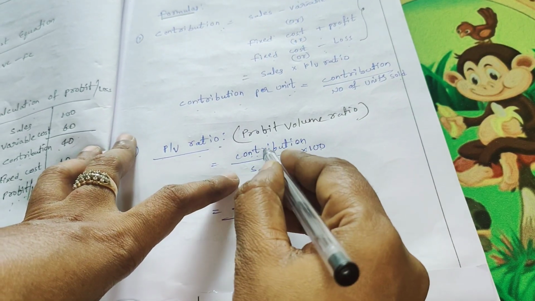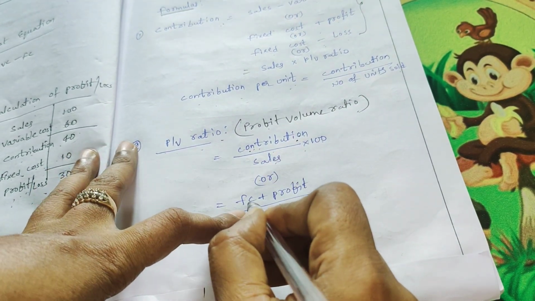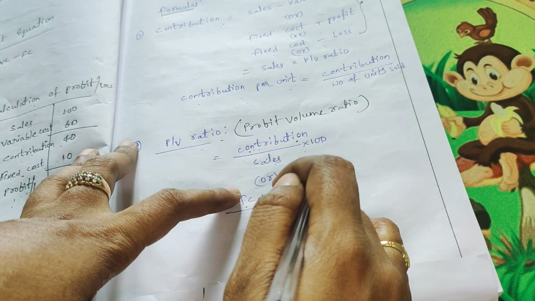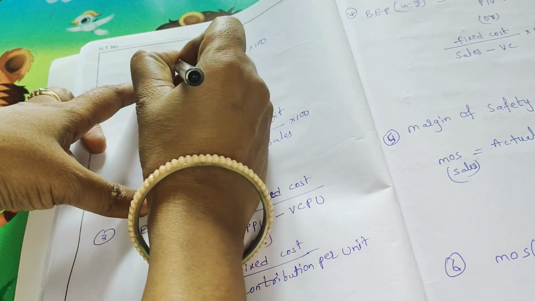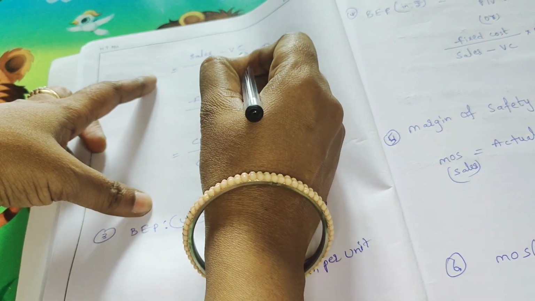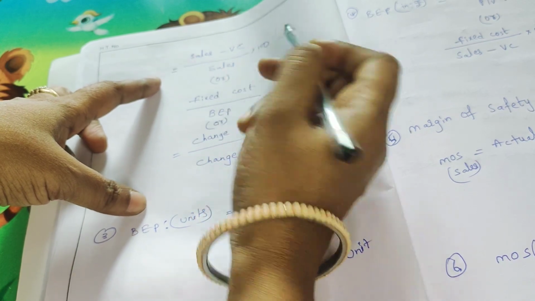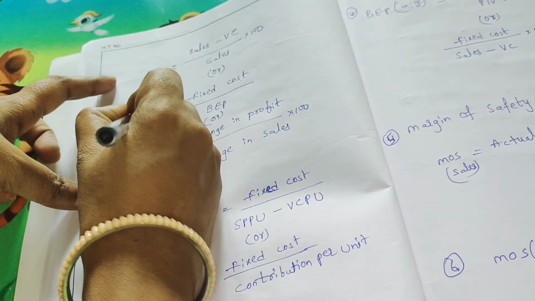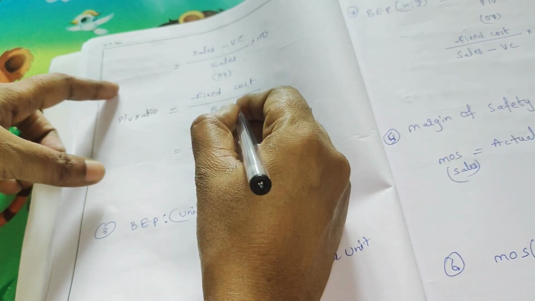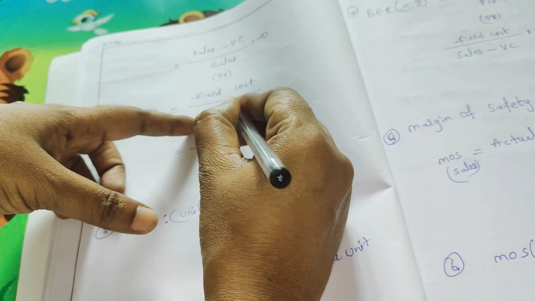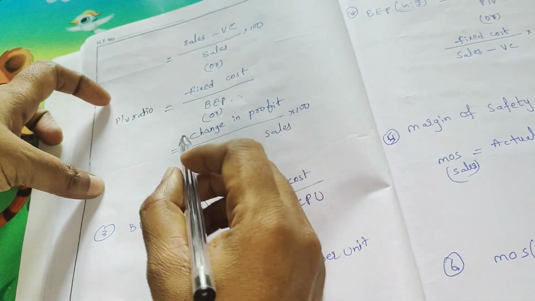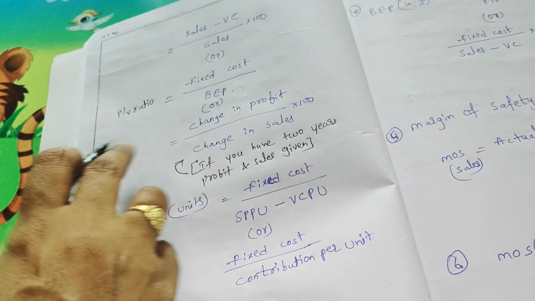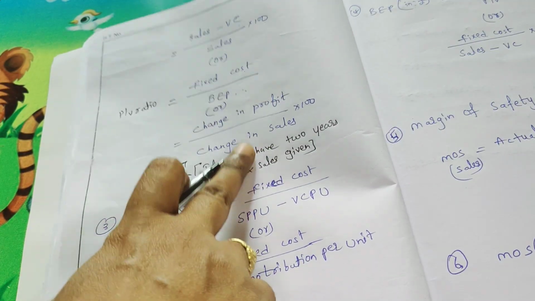In the place of contribution, we write fixed cost plus profit divided by sales into 100. Only the numerator we are changing. One more formula is sales minus variable cost divided by sales into 100. And one more formula: PV ratio is equal to fixed cost divided by BEP. What is BEP? Break even point. We will discuss it later. If you have two years' profit and sales given in the problem, we can apply PV ratio is equal to change in profit divided by change in sales into 100.